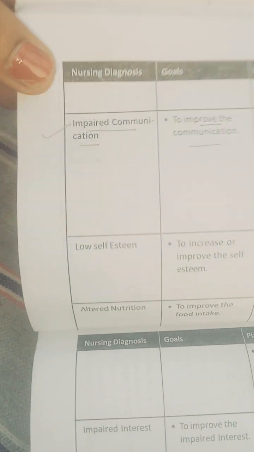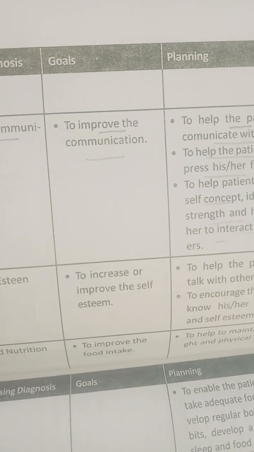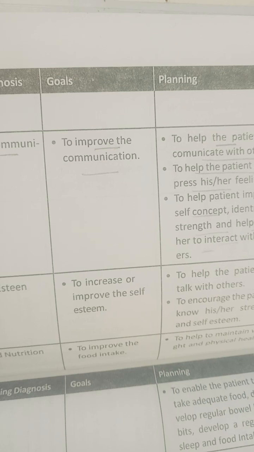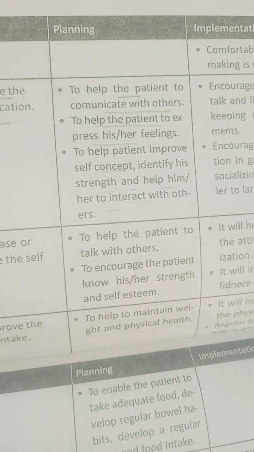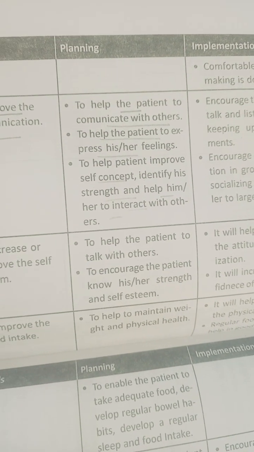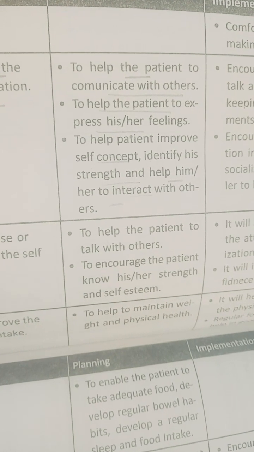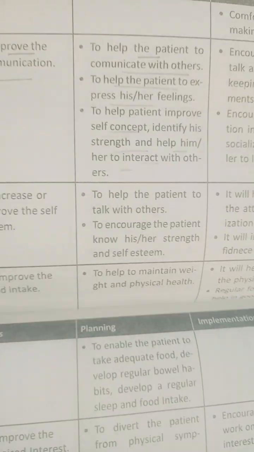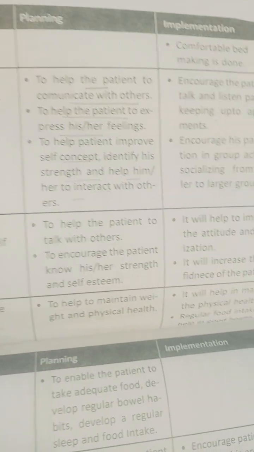So now let's move on to the fourth point, that is low self-esteem. The nurse's goal is to improve the self-esteem. This is very necessary to cure the patient, to help the patient talk with others, and to encourage the patient to know his or her strength, because during these situations the patients always feel low self-esteem. They're not encouraged, and they always feel very low in their nature. So this is not good to cure the patient. So this is the main goal.